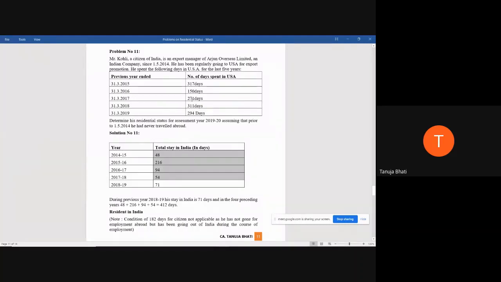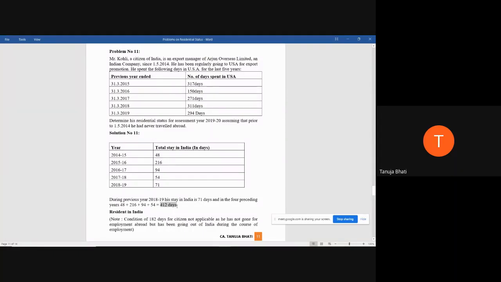365, sorry. Then 271 minus 365 and 311 minus 365. So accordingly, we get total stay in India in days as 48 for the assessment year 14-15. For the year 15-16, it is 216 days he's staying in India. 16-17, 94 days, and 17-18, 54 days. So if we add all this, the number of days that he's staying in India during the 4 years immediately preceding the relevant previous year is 412 days.